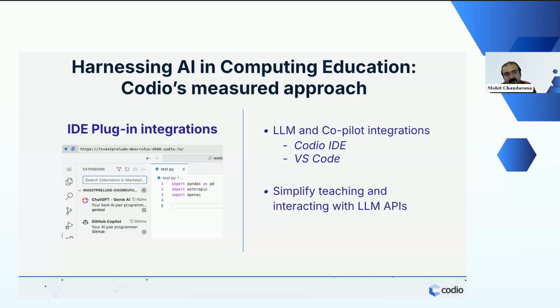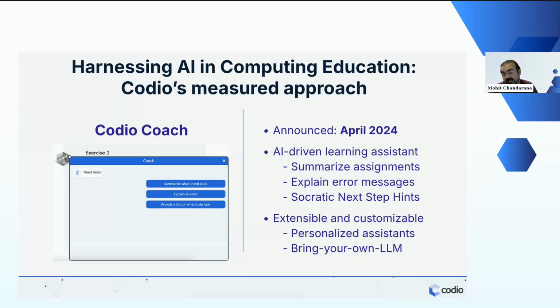The next thing we decided to do is actually look at how students are using generative AI. And the biggest three things that we found is what went into building Coach. This is the AI-driven learning assistant that's available in Codio that does the three big things that students use ChatGPT and other Gen AI tools for. It's to summarize assignments, it's to explain the error messages that they get when they're coding and programming, and to understand what should be the next thing they should be doing, like a hint of some sort. And that's what Coach does.